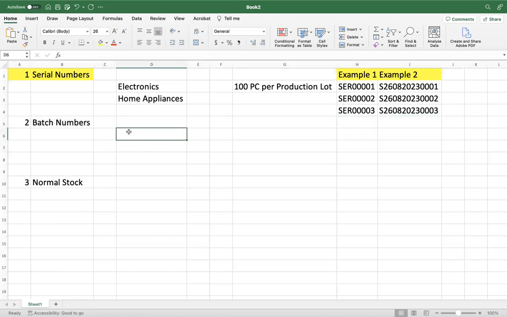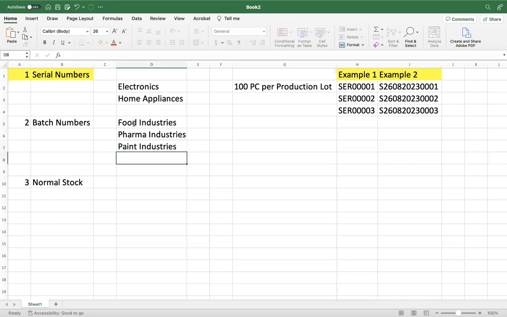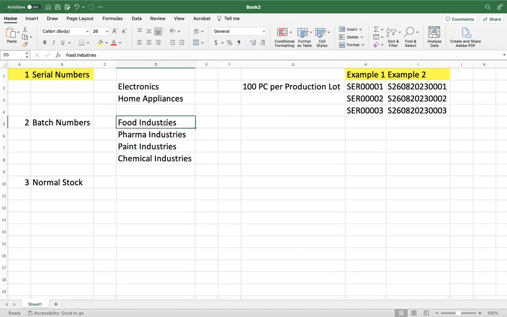Batch numbers, what happens? Batch numbers are mainly used in the food industries, pharma industries, paint industries, and even other chemical industries. These are the high-level examples I can give. If you take any biscuit packet or chocolate, you will see a batch number, B dot NO, like that.